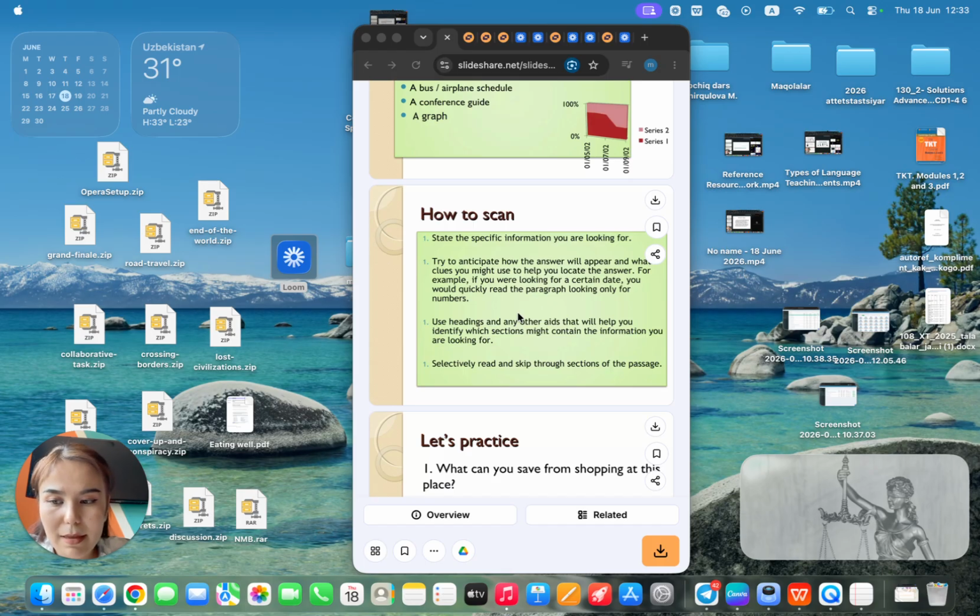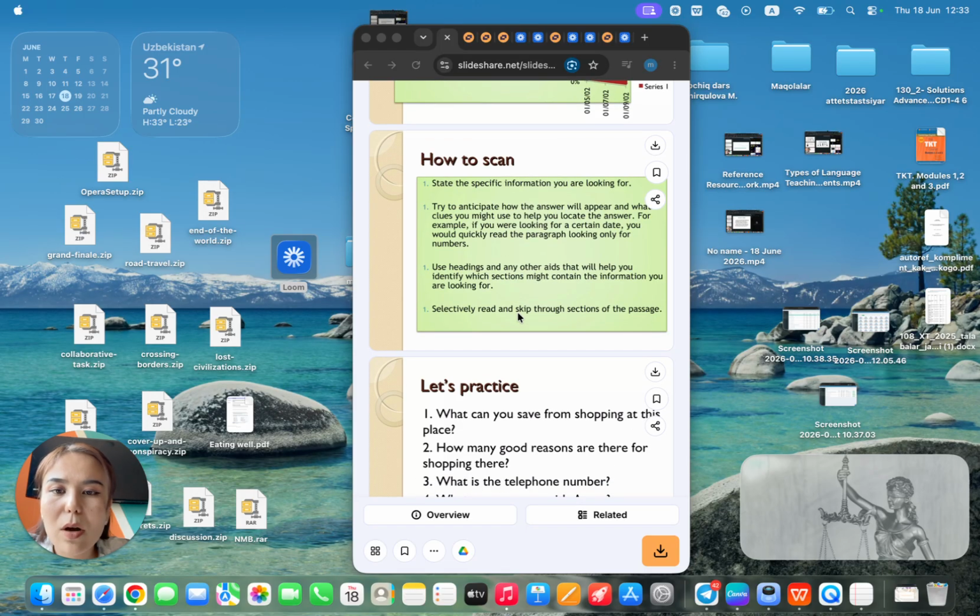How to scan? The first way is to state the specific information you are looking for. Try to anticipate how the answer will appear and what clues you might use to help you locate the answer. For example, if you are looking for a certain date, maybe a number, you would quickly read the paragraph looking only for numbers without spending your time on other information.